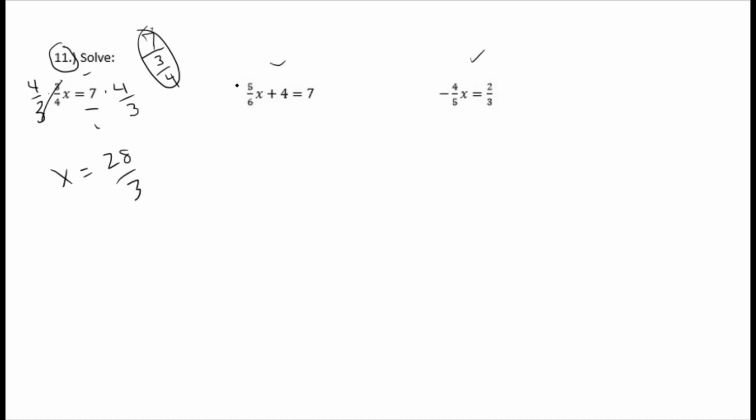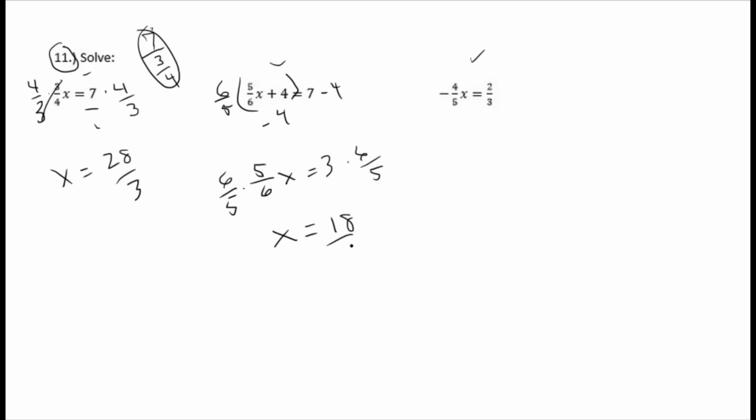This one here, I could use the reciprocal immediately, multiply both sides by 6/5. But then I would have to multiply this by 6/5 and this by 6/5. So it's an extra step involved if I do that first. If I just subtract 4 from both sides, I get 5/6 times x equals 3. Multiply both sides by 6/5. And I get x is 18 over 5. If you love mixed numbers, that would be 3 3/5.